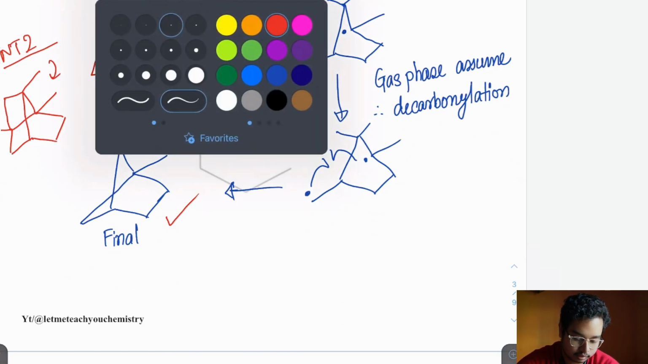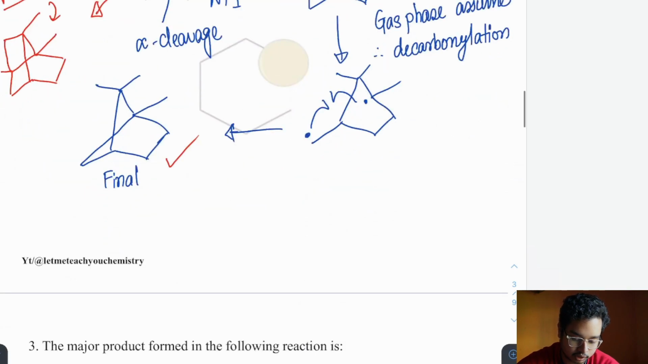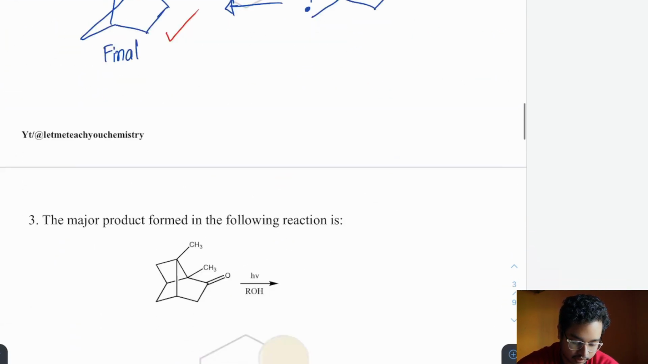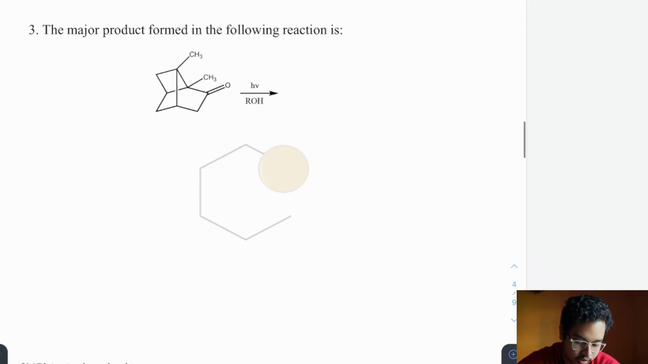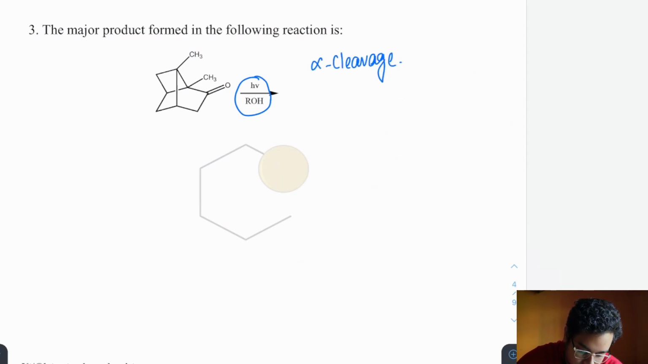Okay, now let's move on to the next question. See, this type of ring is there in the third question. Here h nu and an ether solvent are given, so it is not a gas phase reaction. It is also a Norrish type 1 reaction. As expected, the first process is alpha cleavage. Here a tertiary radical is formed, which I hope you now understand.